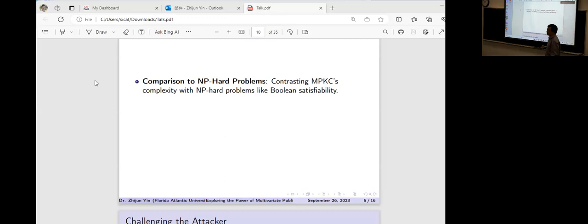And the satisfiability problem is an NP-hard problem. To break our system, you need to solve a problem comparable to this one or harder than this one, depending on what field you're working over. In this example, we choose the finite field of size 2, so pretty much the easiest case. But if we choose a larger field, then it will be more complicated.